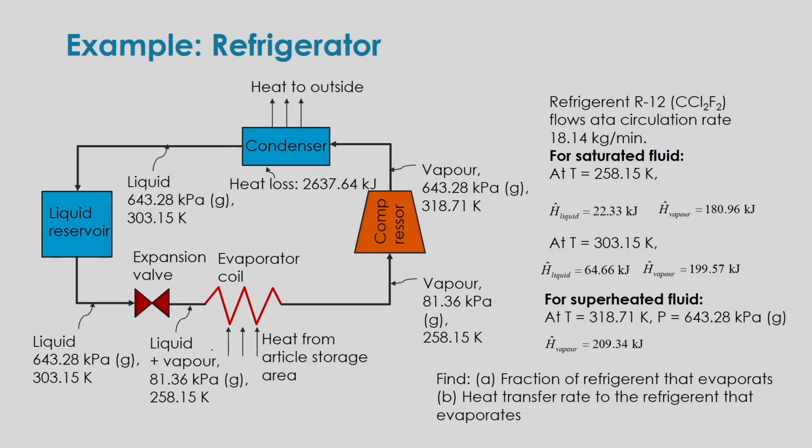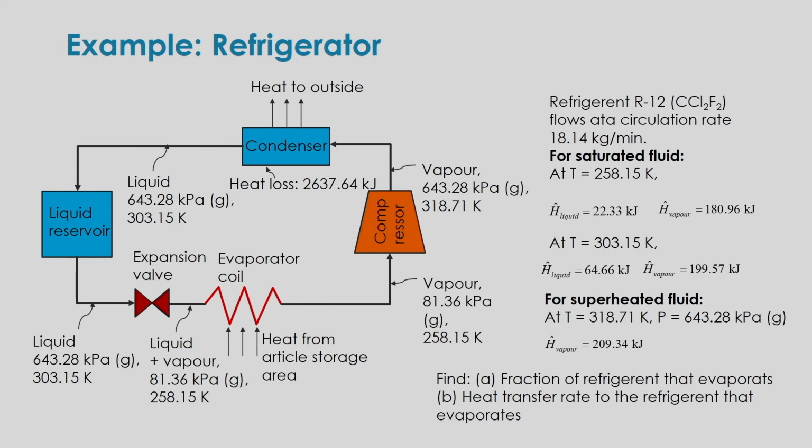After that it comes to the evaporator, where the liquid will be evaporated, and in the evaporator heat from the article stored in the refrigerator area comes in. After that, the refrigerant vapor passes through the compressor, where the pressure is again increased.